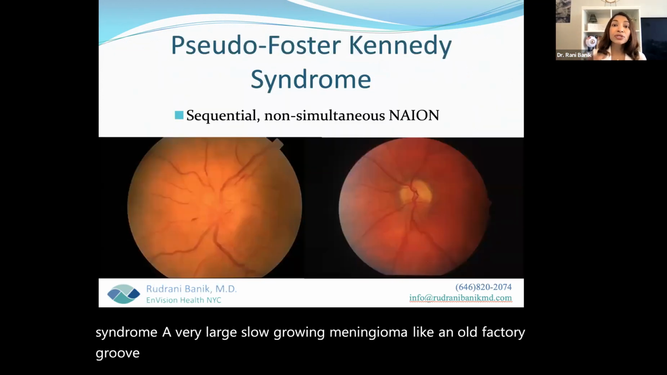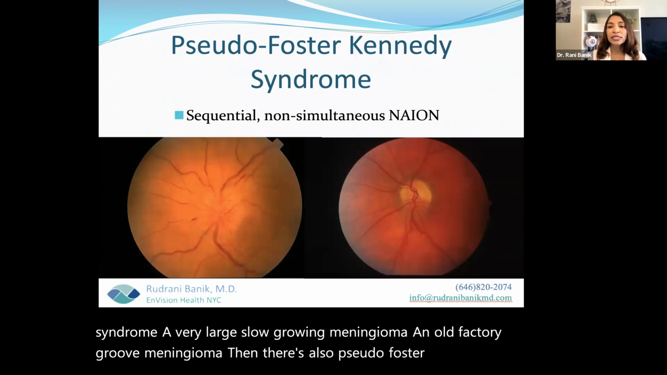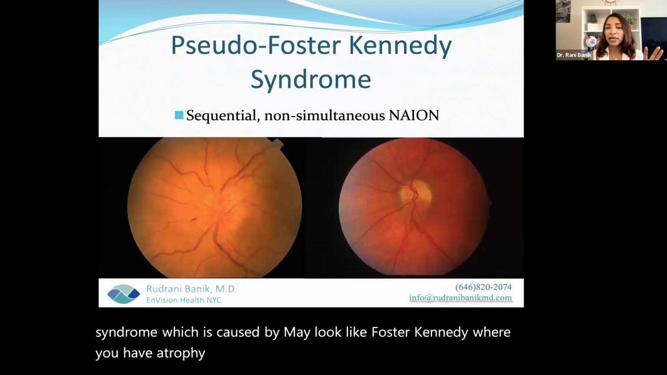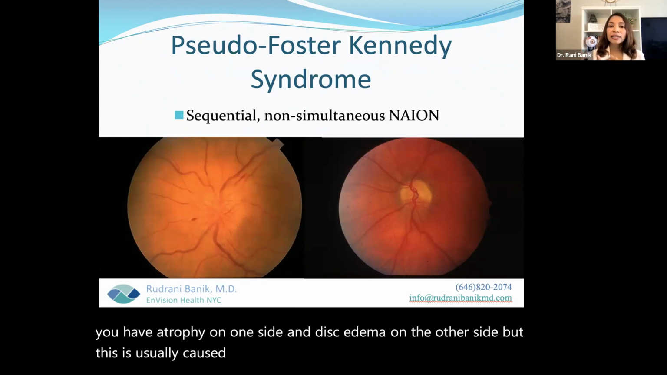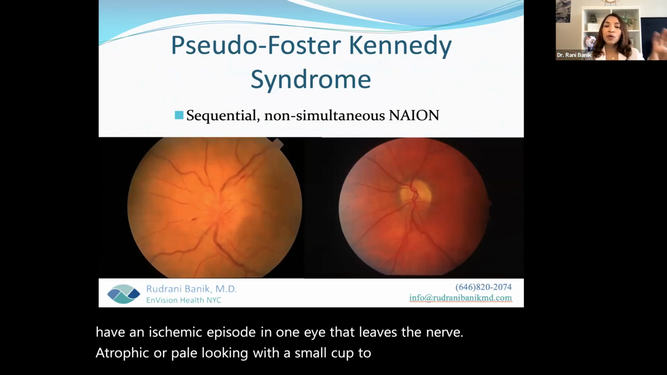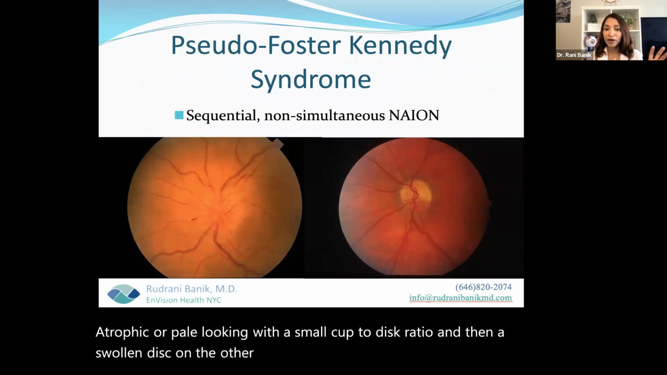Then there's also pseudo-Foster-Kennedy syndrome. It may look like Foster-Kennedy, where you have atrophy on one side and disc edema on the other side, but this is usually caused by sequential, non-simultaneous NAION. So you have an ischemic episode in one eye that leaves the nerve atrophic or pale looking with a small cup to disc ratio, and then a swollen disc on the other side from acute NAION. So keep that in mind, pseudo-Foster-Kennedy syndrome.